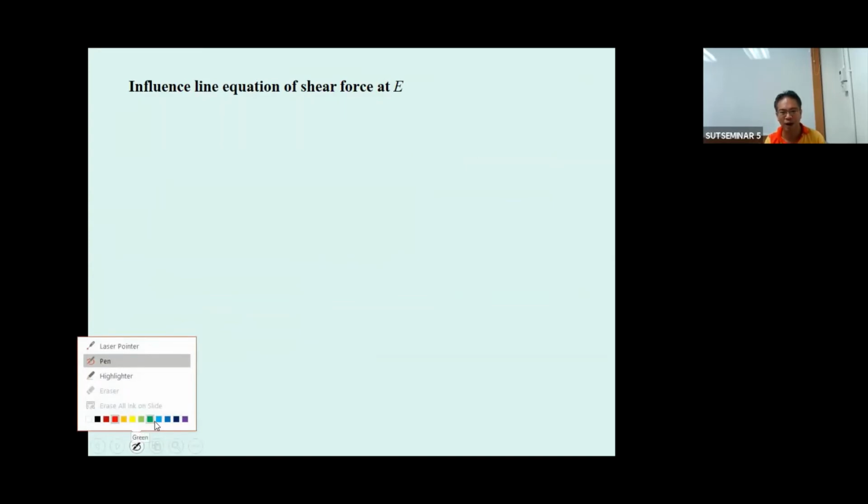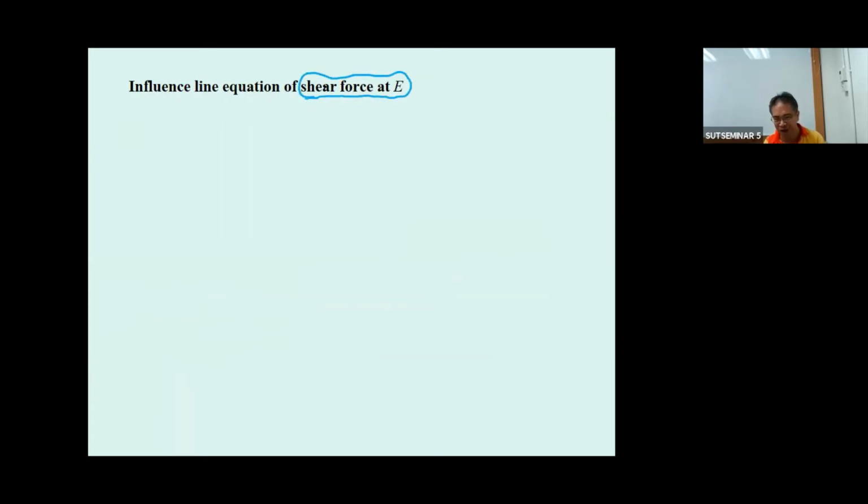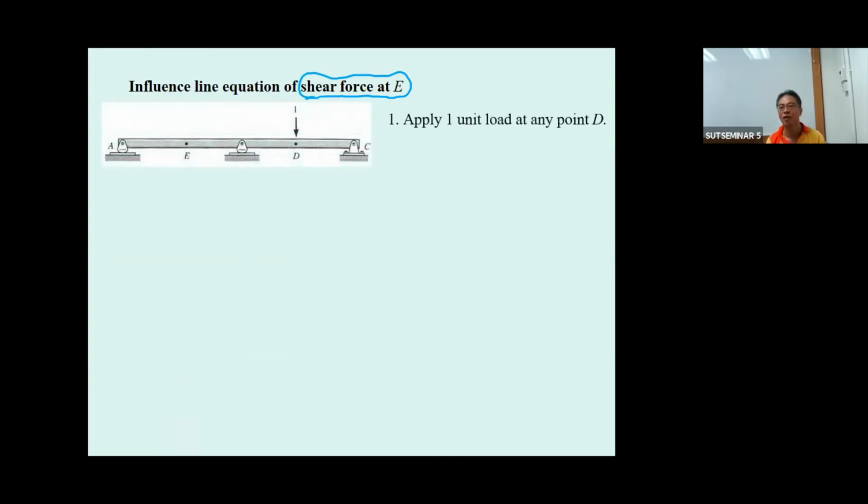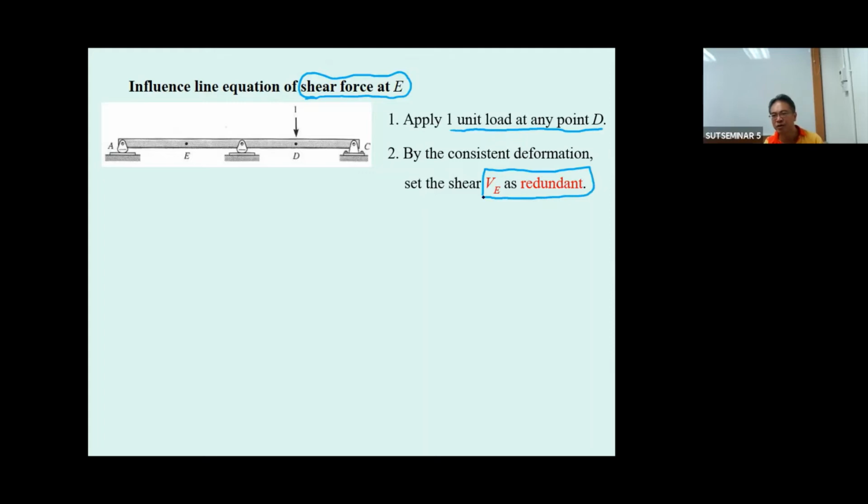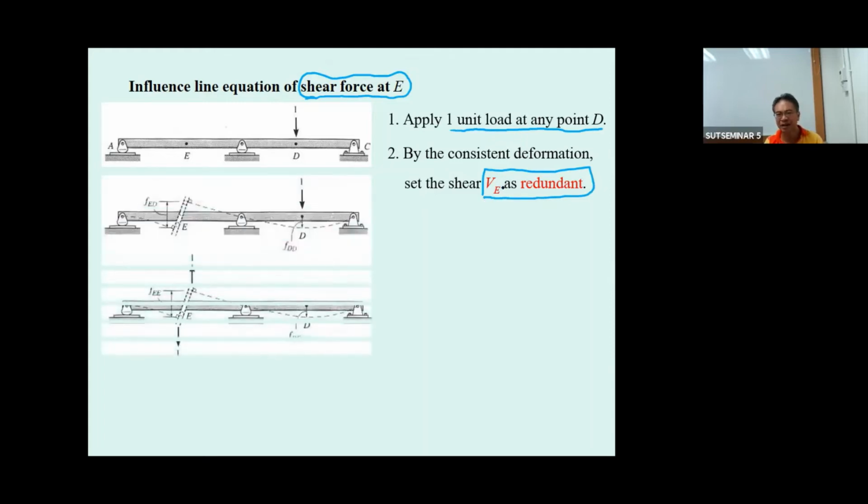Next, go to the influence line equation for the shear force at E. Again, following the previous discussion, we are going to release the resistance to the shear force at E. From this one, we apply again the 1.0 unit load at any given point D, and then we use V sub E as the redundant. When we use V sub E as the redundant, we have to release the resistance to V sub E.